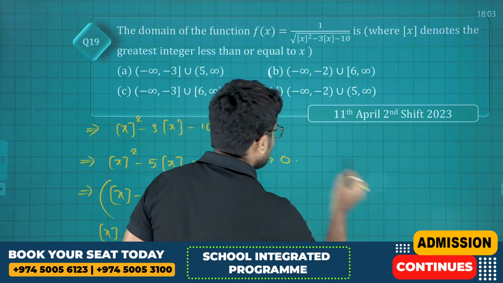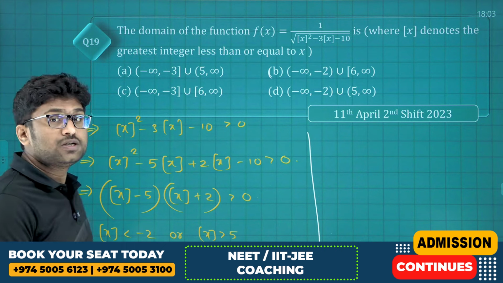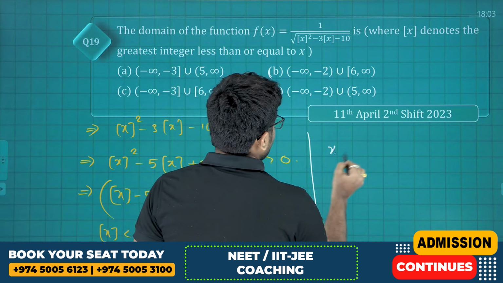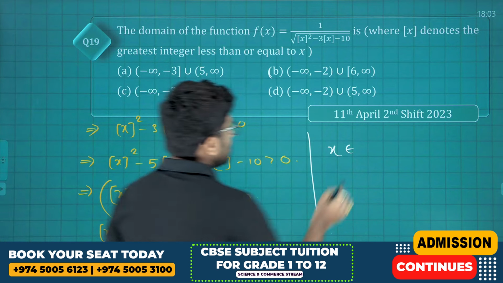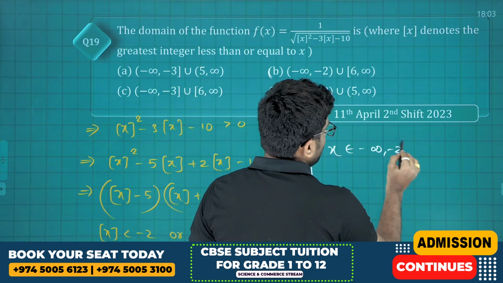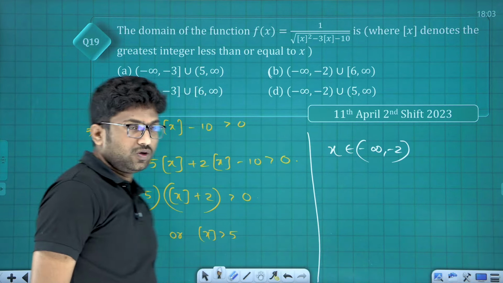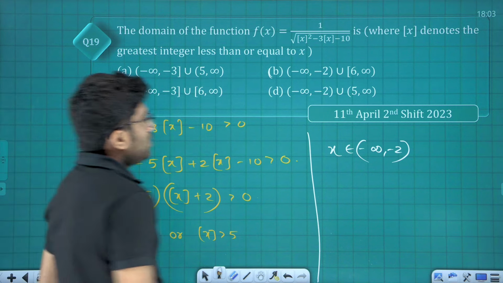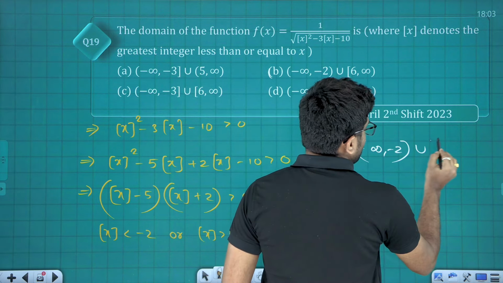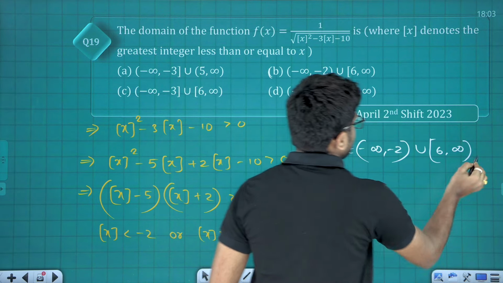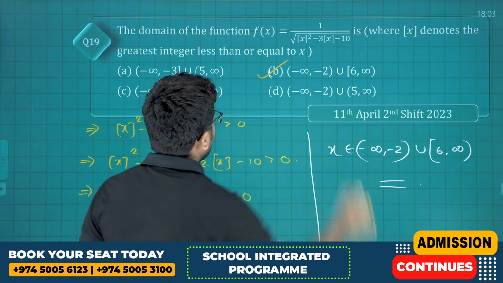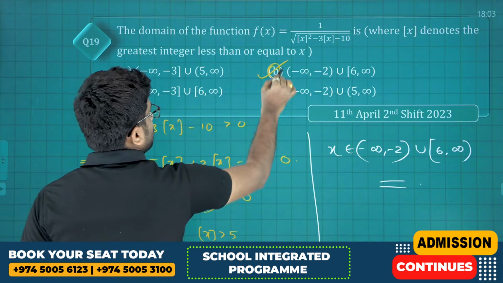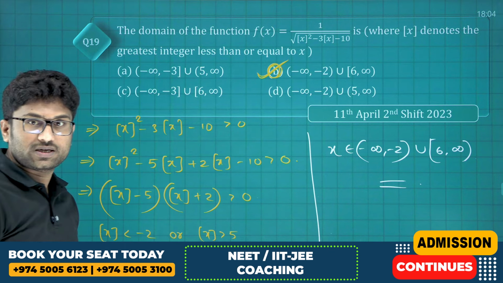If [x] is less than minus 2, it means x belongs to minus infinity to minus 2. Union, [x] greater than 5 means x belongs to closed 6 to infinity. So this is the domain of the given function, which is option B. Option B is the correct answer.